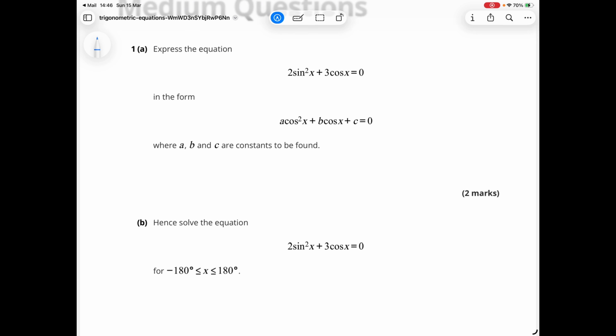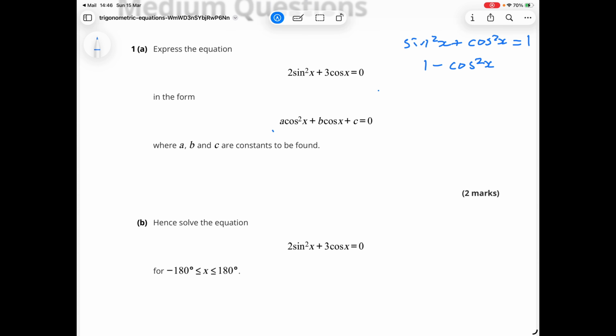We're going to do some trig. Now, these are trig equations. This one says 2 sine squared x plus 3 cos x equals 0. We've got to get it all into cos's, so we're going to use sine squared x plus cos squared x equals 1. That means sine squared x equals 1 minus cos squared x, because I'm going to take that away.